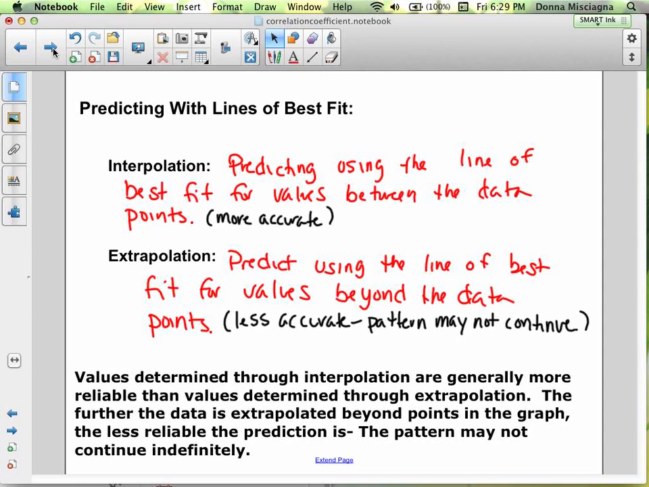Interpolation, though, is much more accurate, because we're looking in between values we already have. So we know the pattern exists between the values. Values determined through interpolation are generally more reliable than values determined through extrapolation. The further the data is extrapolated beyond points in the graph, the less reliable the prediction is. The pattern just may not continue indefinitely. Okay? So make sure you have these in your notes and you know those vocabulary words when I use them, and understand what they mean.